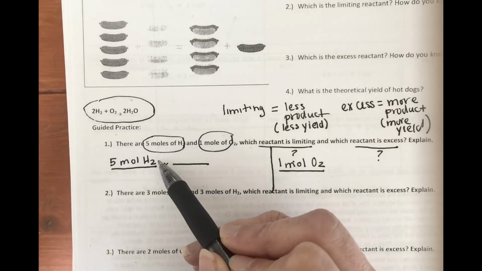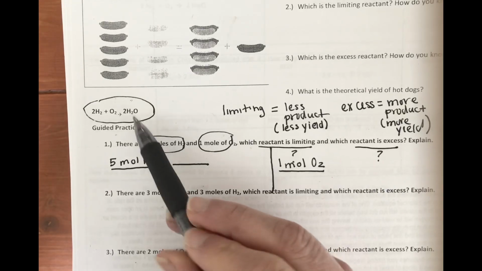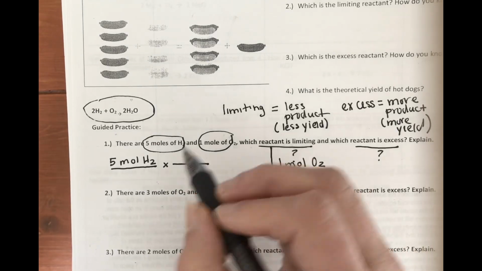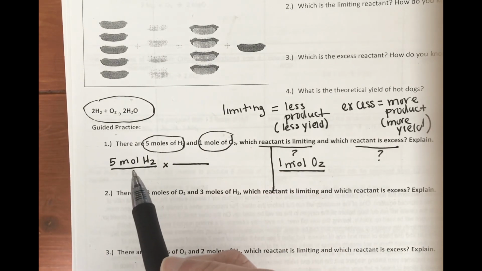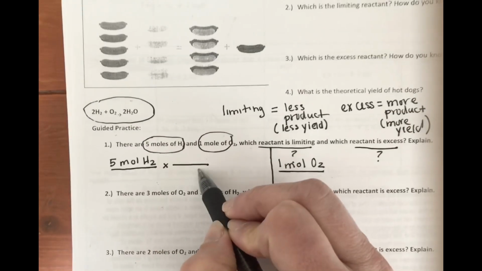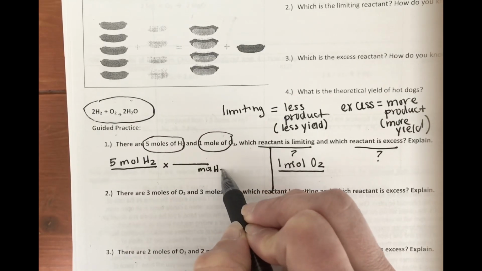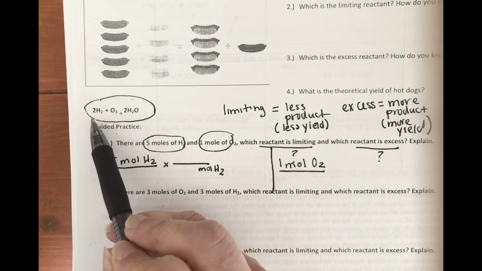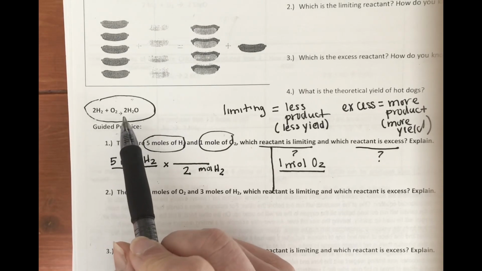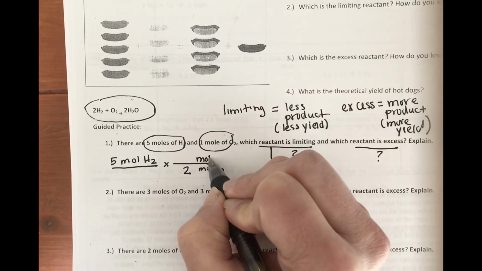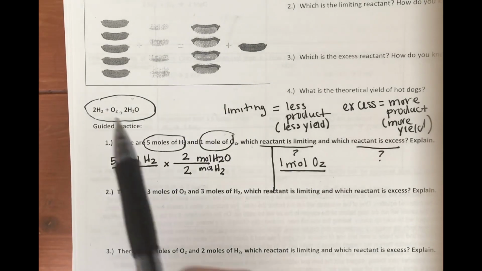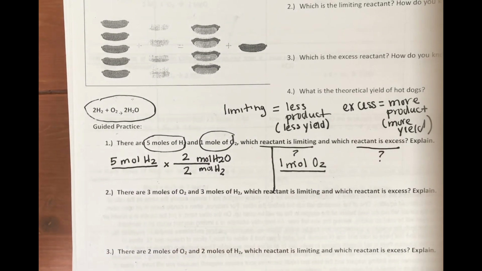So to cancel out my moles of H2 and get into my moles of H2O, I need to use my molar ratio. So I'm going to see how much 5 moles of H2 can make H2O. So I look here and I write moles of H2 at the bottom. And the coefficient in front of H2 is a 2. I look up here and I see moles of H2O also has a coefficient of 2. So for every 2 H2s, I can make 2 H2Os.